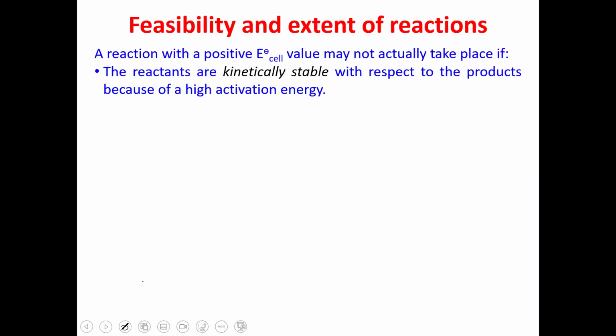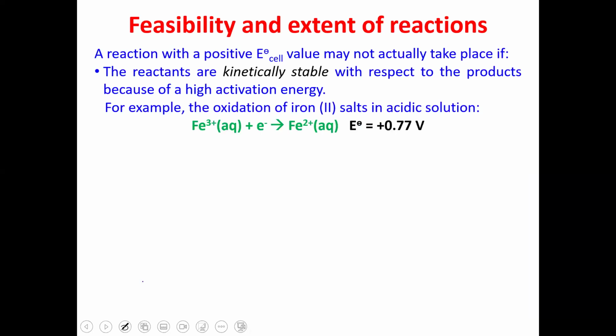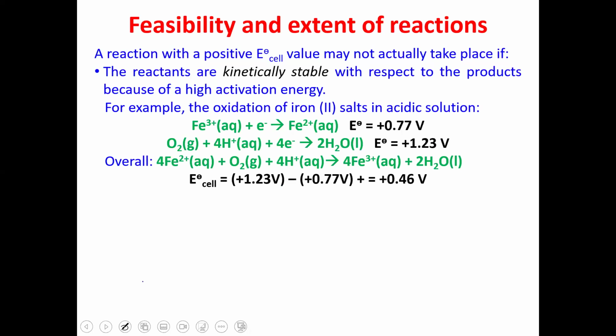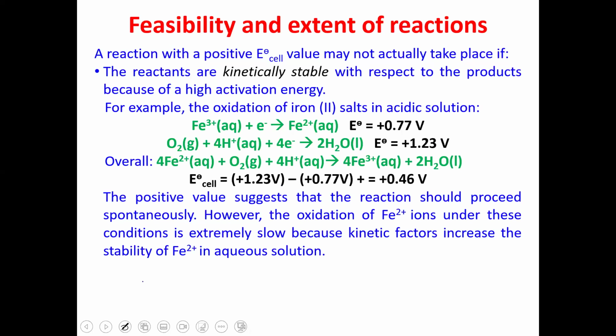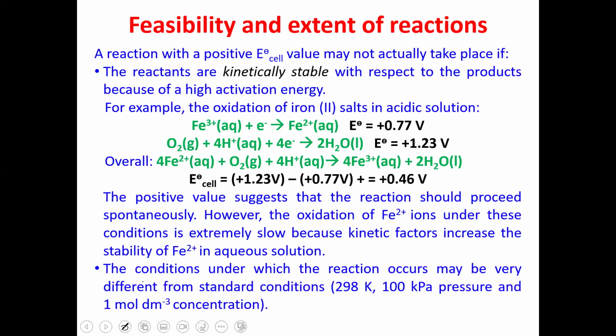Now, this is the concept we were discussing, that if a reaction has a high activation energy, even though the E° will give it a go-ahead, it will not occur because of the high activation energy. Look at this example. Iron 3 converts to iron 2. It's a positive 0.77 electrode potential. Look at the second oxidation step. Now, when you combine, the electrode potential is positive 0.46. But even though the electrode potential is positive, the reaction won't occur because it has a high activation energy.